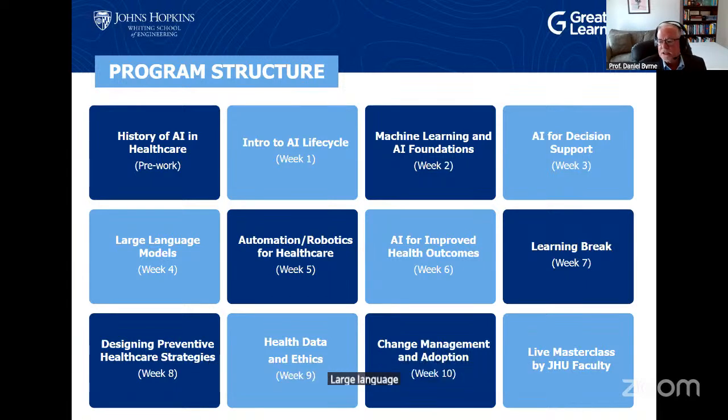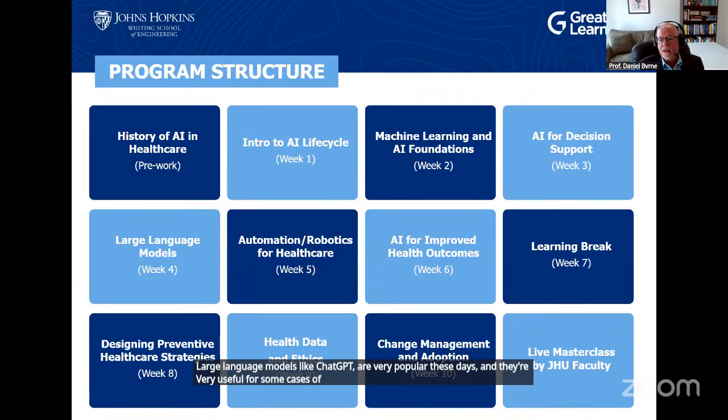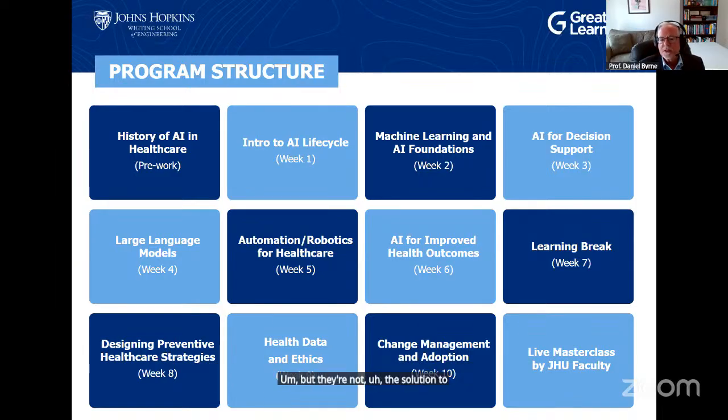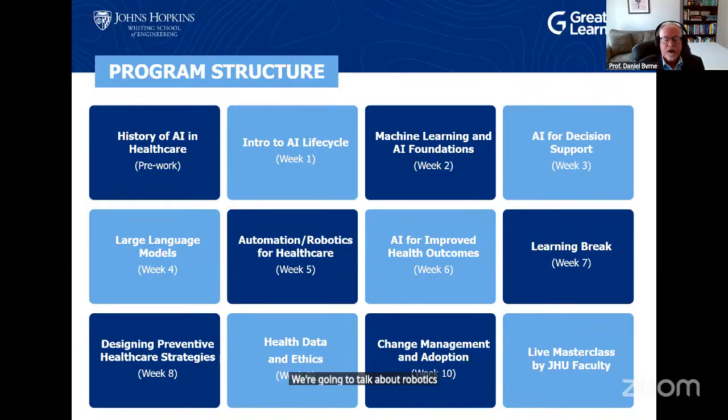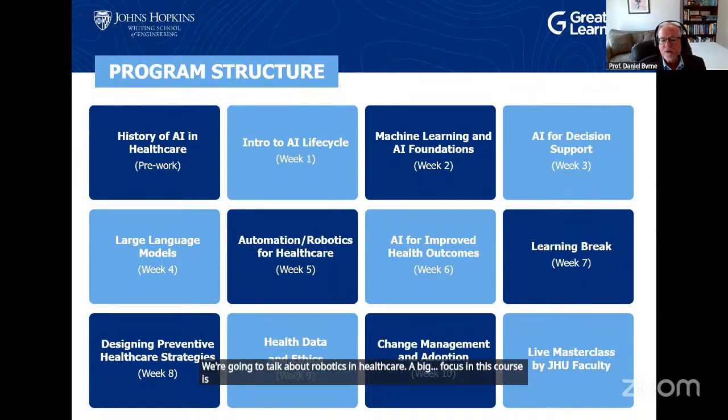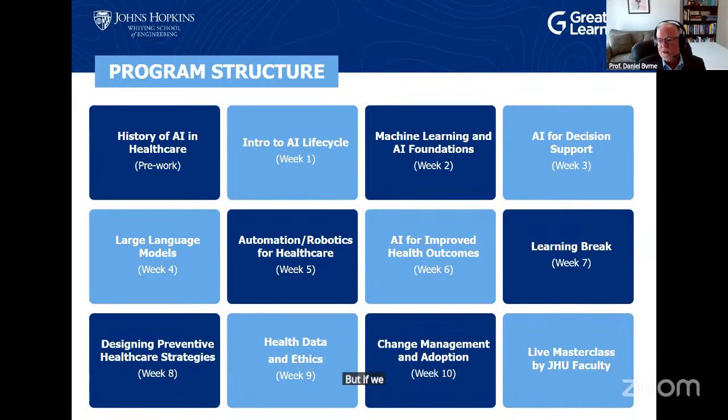Large language models like ChatGPT are very popular these days, and they're very useful for some cases of reducing administrative burden. But they're not the solution to all problems in healthcare. And we'll show you the alternatives and where large language models can be used and where they're probably not ready for prime time. We're going to talk about robotics in healthcare. A big focus in this course is AI for improved health outcomes. So if we're not improving patient outcomes, we really haven't accomplished very much. It's nice to use AI tools for other purposes, but if we improve patient outcomes, everything else follows from that. Then we have a learning break.